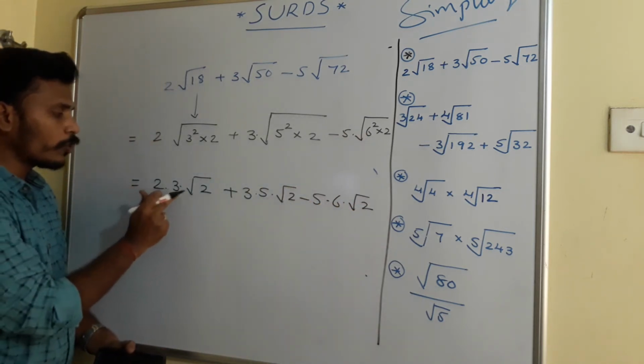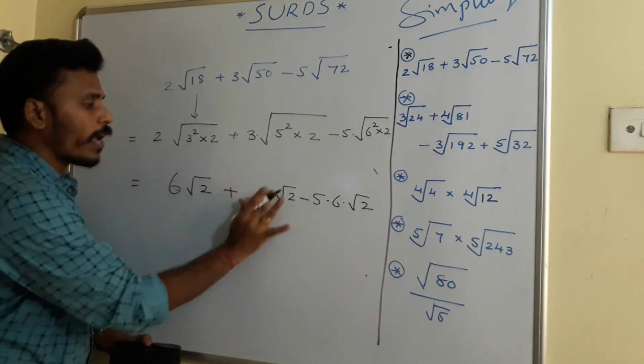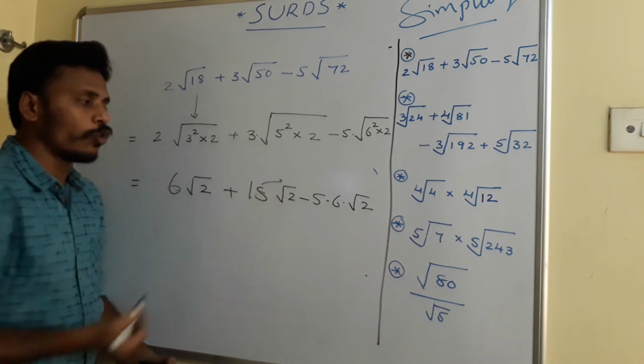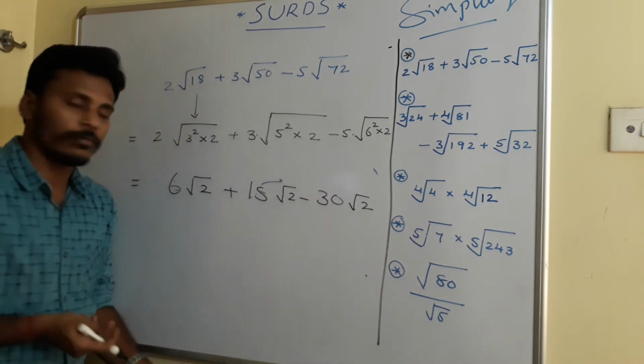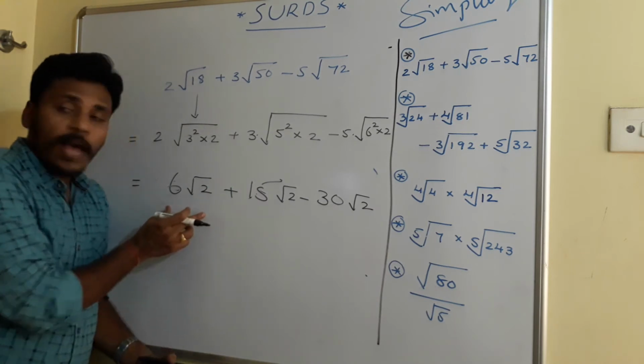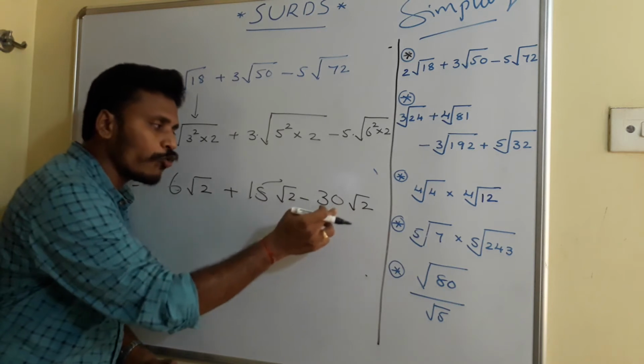Now this 2 into 3 into root 2 can be written as 6 root 2. 3 into 5 root 2 can be written as 15 root 2. 5 into 6 root 2 can be written as 30 root 2. Now totally, here I have root 2 six times, there root 2 fifteen times, and here root 2 thirty times.